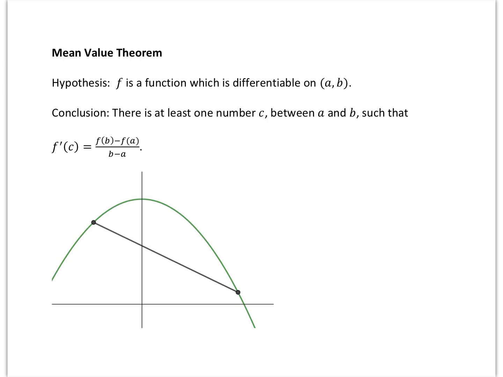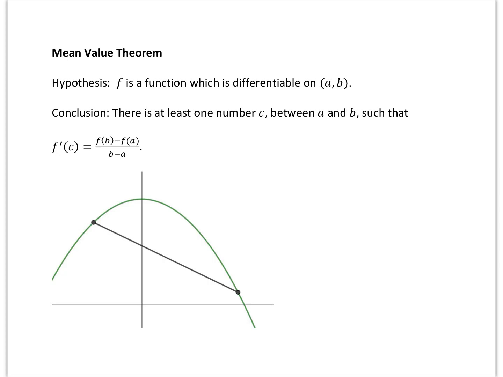Okay, moving on to section 3.10, we're going to talk about the mean value theorem. The hypothesis of the mean value theorem says that if f is a function which is differentiable on an interval from a to b, then we can conclude that there is at least one number c between a and b such that f prime of c equals f of b minus f of a over b minus a.